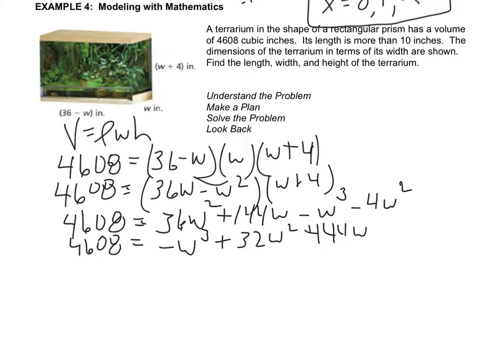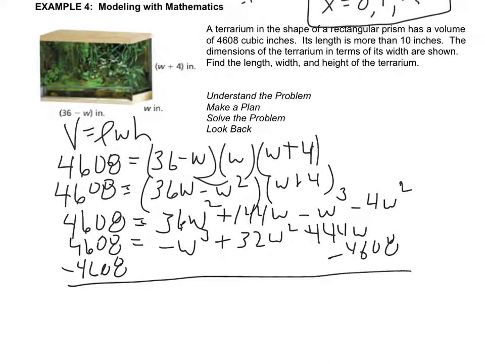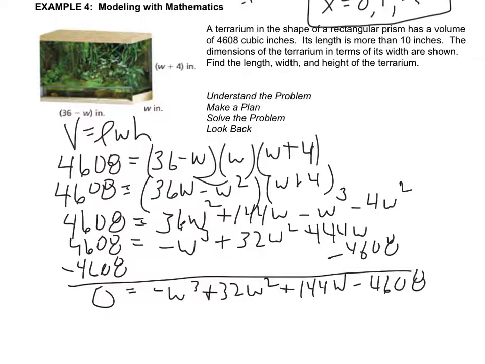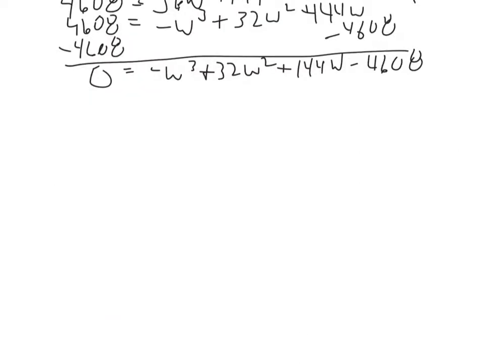So now what I need to do is get that 0. So I'm going to subtract 4,608 to both sides. And now we have 0 = negative w cubed plus 32w squared plus 144w minus 4,608. So now I need to start looking at factoring this whole thing to see what we can come up with.